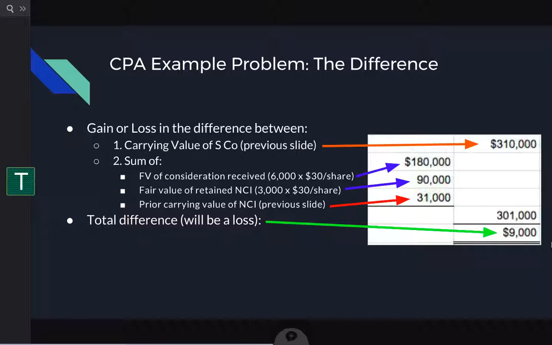And next we have the prior carrying value of non-controlling interest. So on the previous slide in the middle, we found the value of the non-controlling interest during 2012, and that's what this number is. Then on the top right, by the orange arrow, you see we have the carrying value of S's equity. And then below that, we have the three items added up for 301,000. So the difference between those is going to be 9,000, which will actually be recorded as a loss.